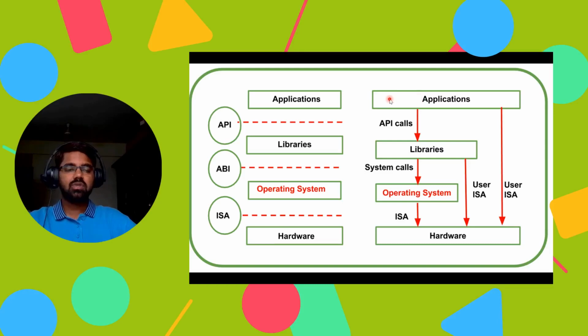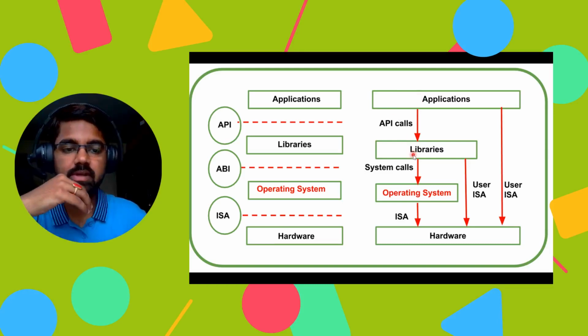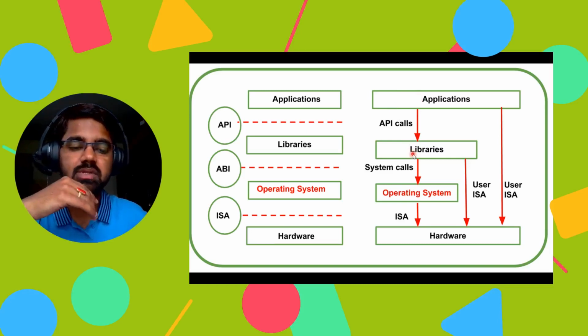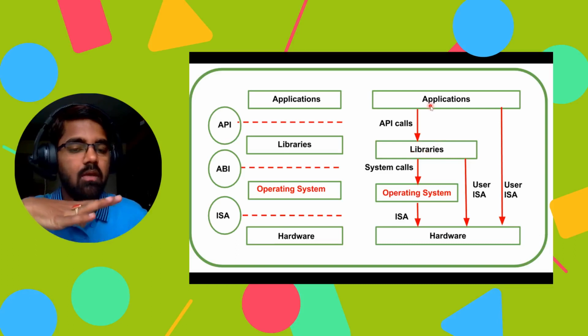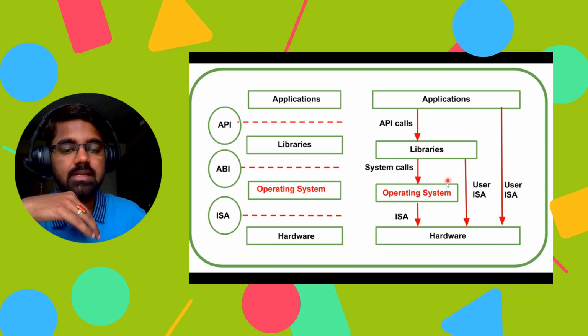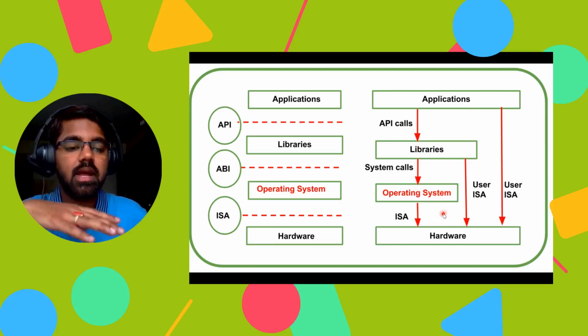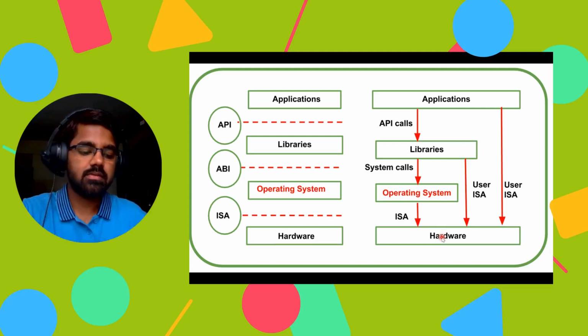As you can see, the uppermost layer is the applications layer. Next will be the libraries layer. Third will be the operating system. And the fourth layer will be the hardware, which is the base layer. From the applications to the libraries, we are making API calls. From the libraries to the operating system, we are making system calls. And the applications, libraries and operating system make ISA calls to the hardware.